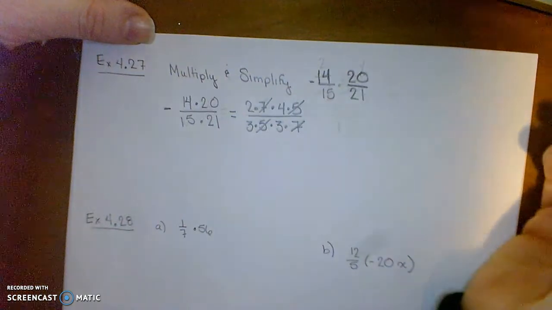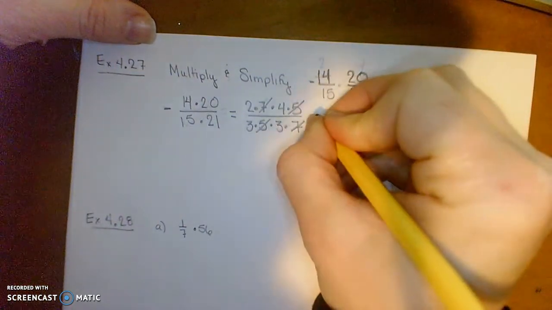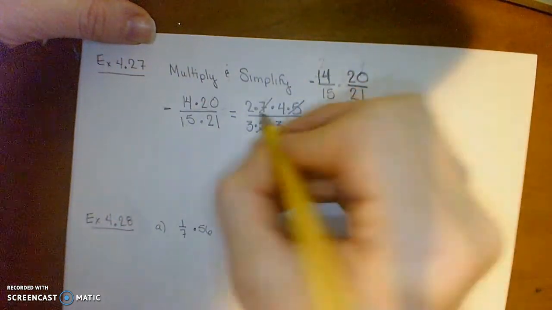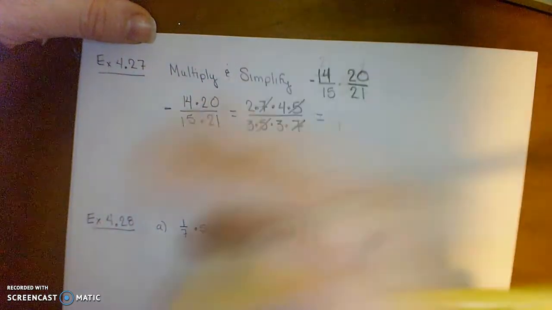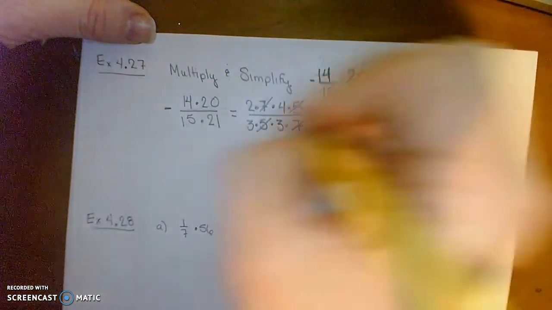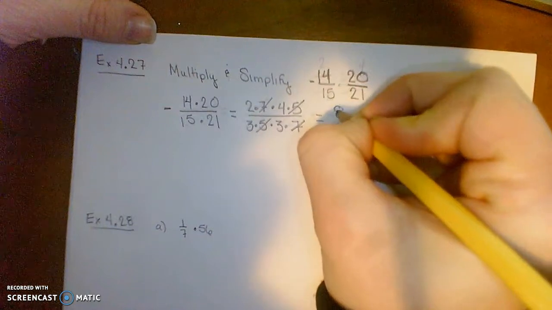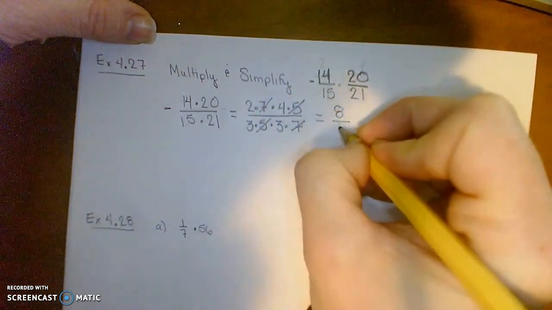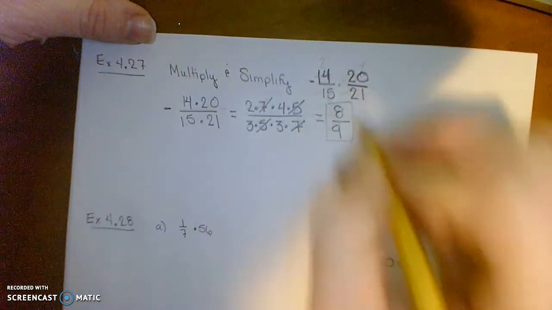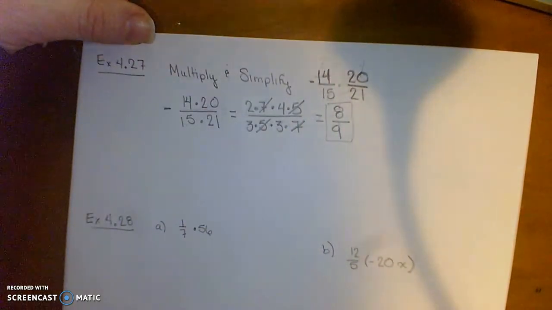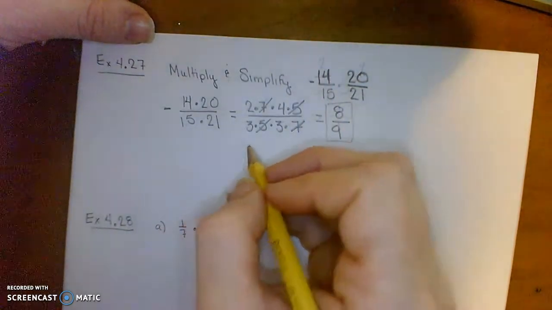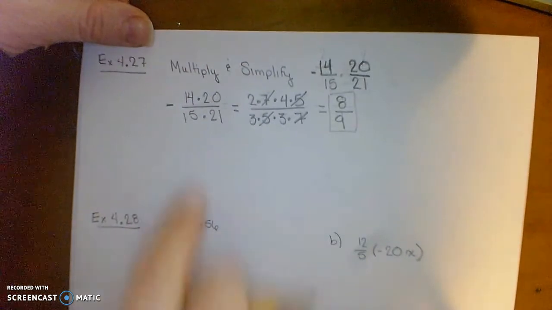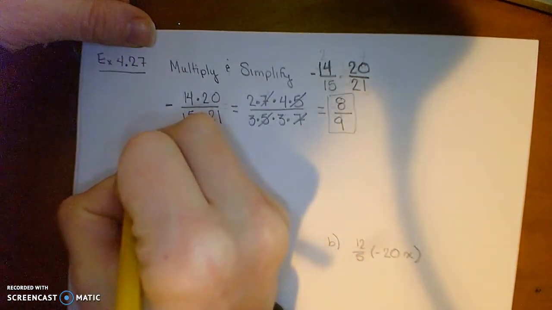And is there anything left in common? So the answer is no. So I'll go ahead and now, after I've reduced, now I'll multiply everything together. 2 times 4 is 8. And 3 times 3 is 9. So there's my answer.